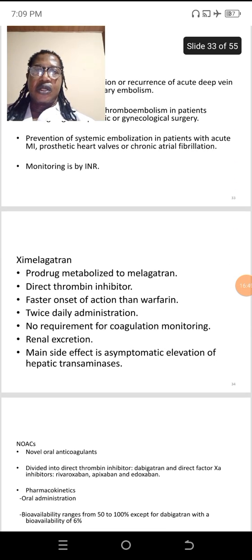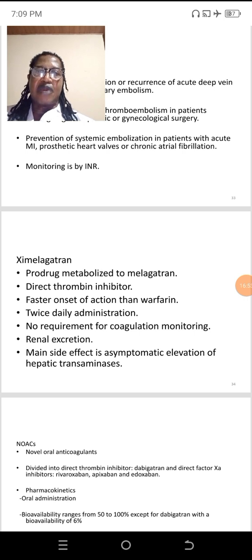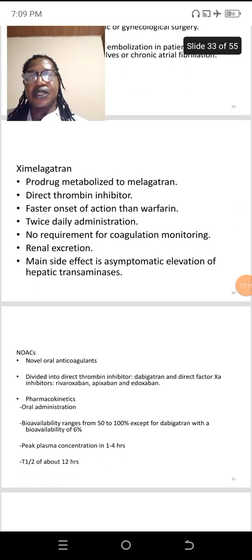Ximelagatran is a prodrug that is metabolized to melagatran. It's also a direct thrombin inhibitor with a faster onset of action than warfarin. However, it requires to be monitored. It's administered twice daily, and there's no requirement for coagulation monitoring. And the main side effect is asymptomatic elevation of hepatic transaminases.